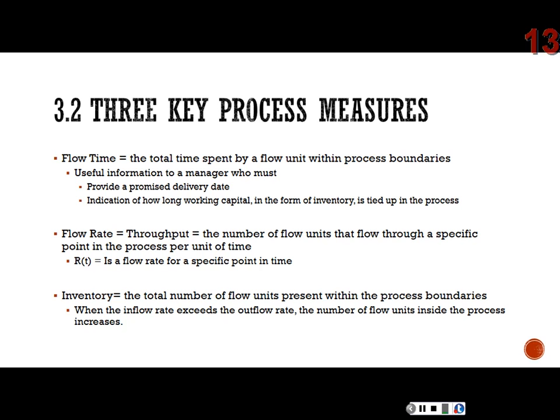Flow rate, or throughput, is the number of flow units that flow through a specific point in the process per unit of time. R sub T is a flow rate for a specific point in time. They just use that to educate you about some of the different nomenclature. But the bottom line is we just typically use capital I for inventory, capital R for throughput, and capital T for flow time. Inventory, throughput, and flow time.